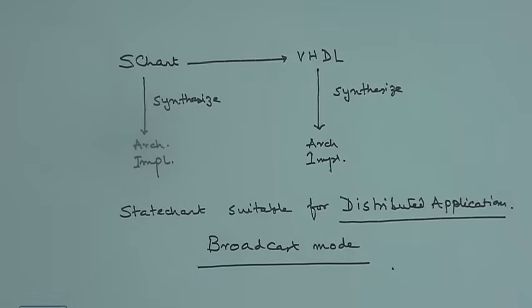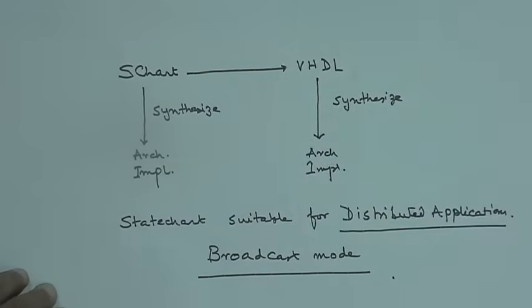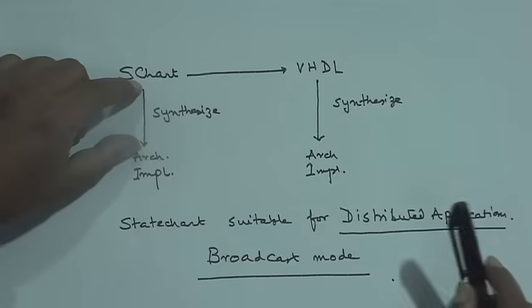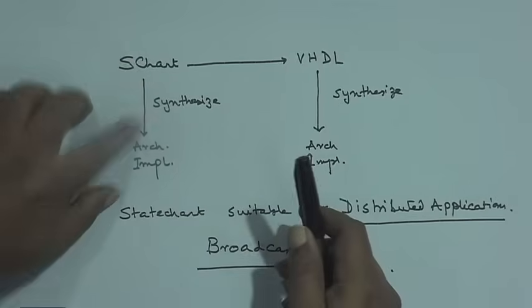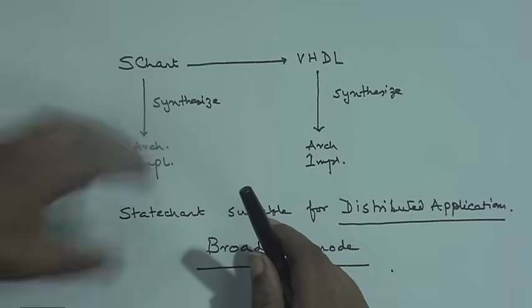That is a very salient feature of state chart. So, using this we can very nicely capture distributed applications. What does direct synthesis of state chart mean? If you have got some CAD tool, from this state chart what will happen? It can come to some intermediate code.